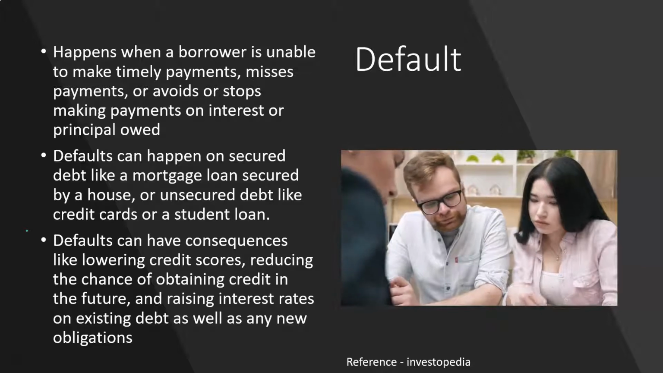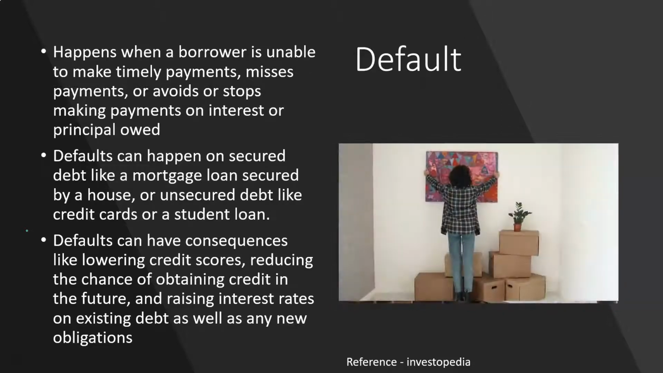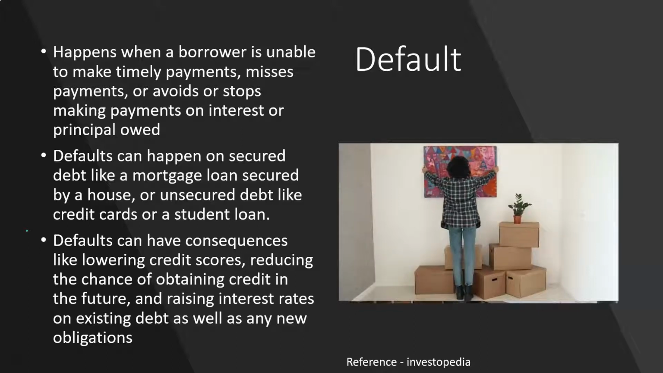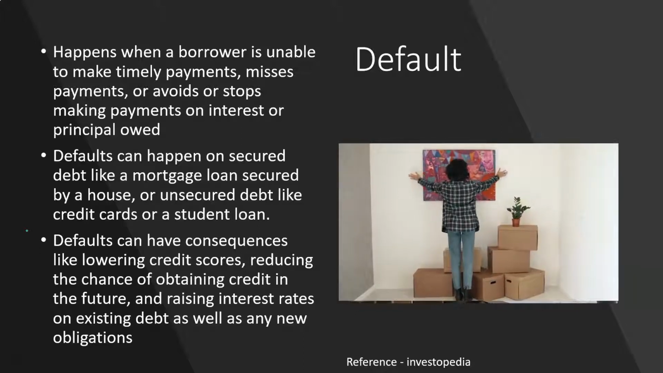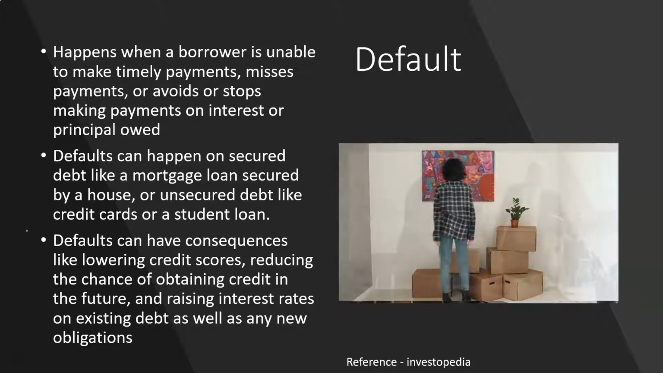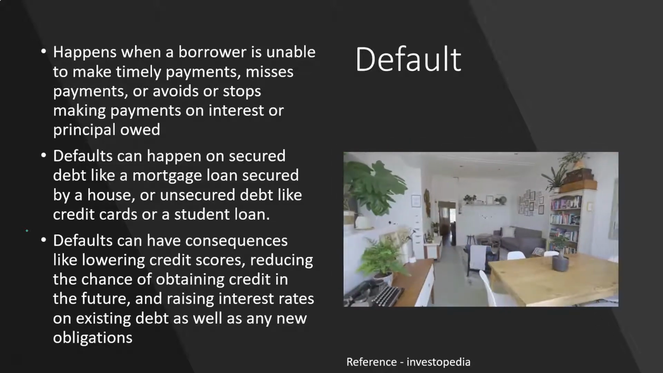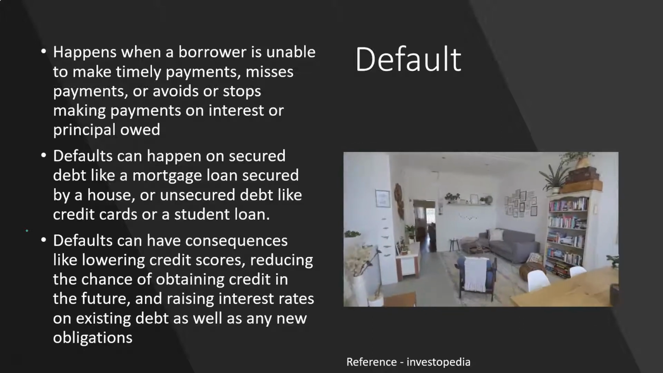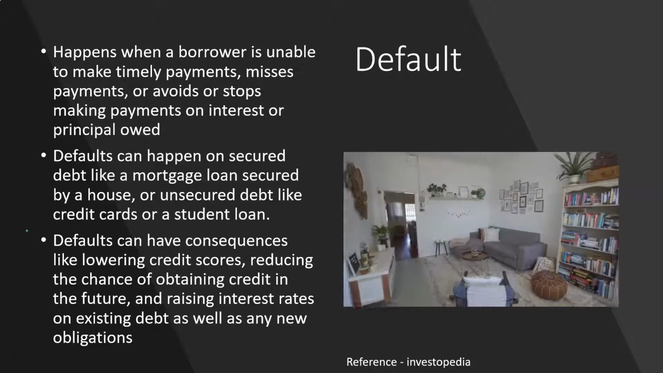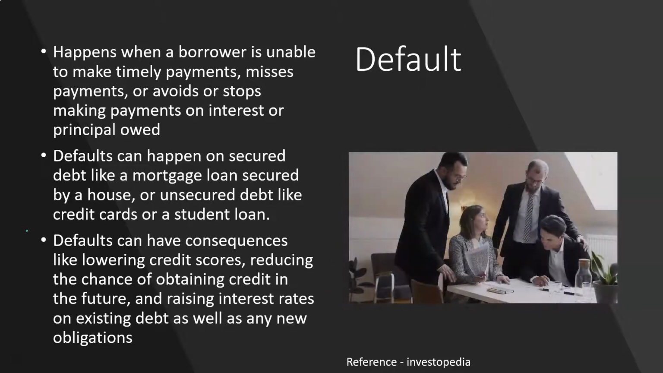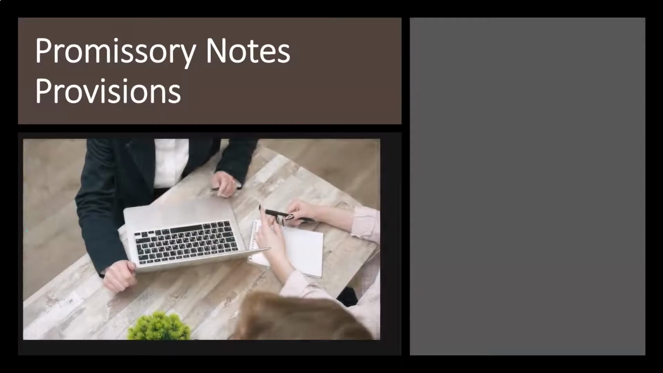Defaults can have consequences like lowering credit scores, reducing the chance of obtaining credit in the future, and raising interest rates on existing debt, as well as any new obligations. So in the event that there was a default, even if you might say, well, I can lose the property, obviously there could be other consequences beyond that as well, including the credit score going down, making it more difficult to get financing in the future, and so on.